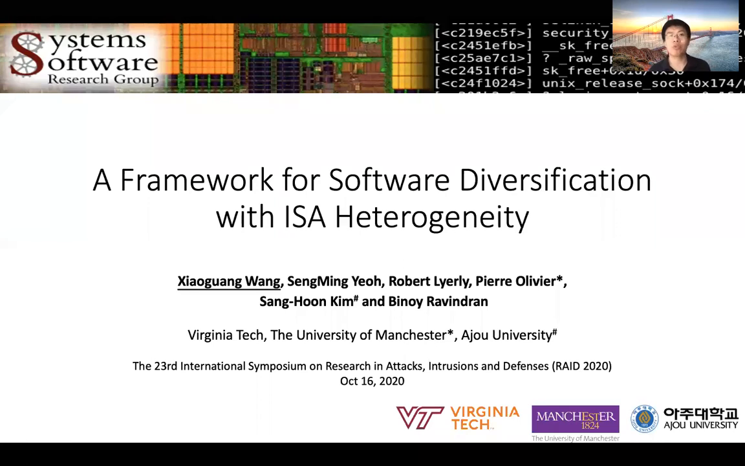Today I'm going to talk about our work, a framework for software diversification with ISA heterogeneity. My name is Xiaoguang Wang, and this is joint work with my colleagues Simon Yang, Rob Leary from Virginia Tech, Pierre Olivier from the University of Manchester, Sang-Ho Kim from Ajou University, and Binoy Ravindran from Virginia Tech.